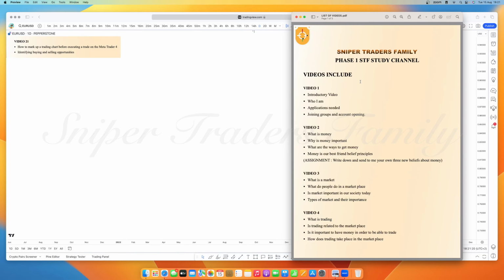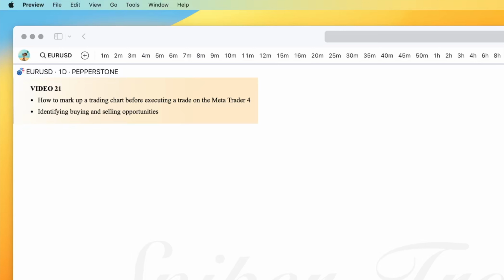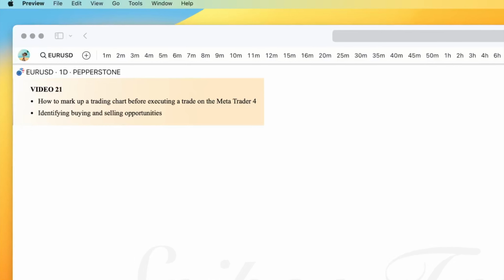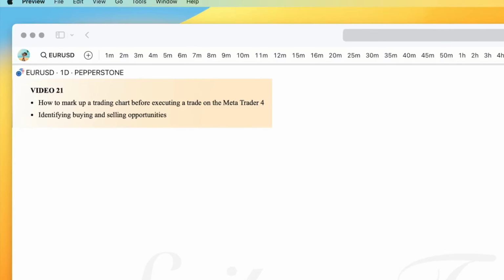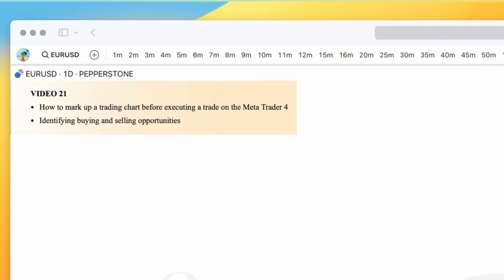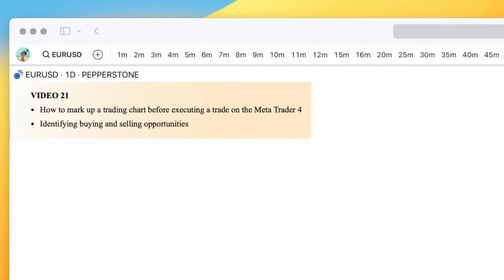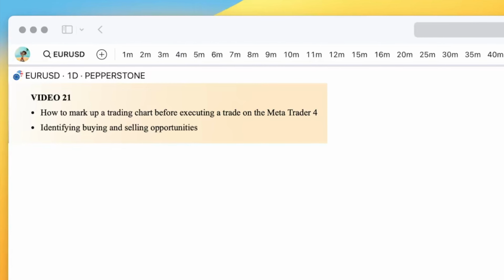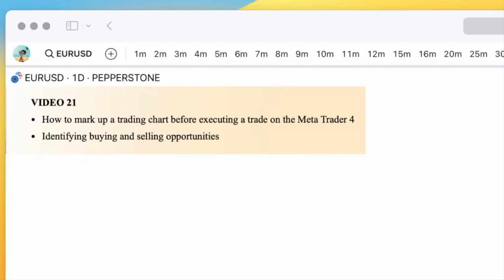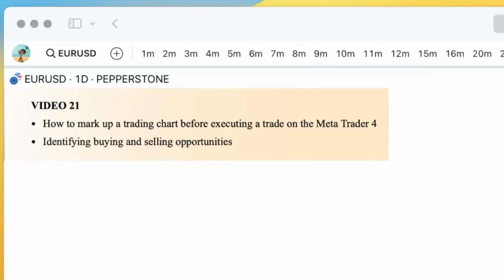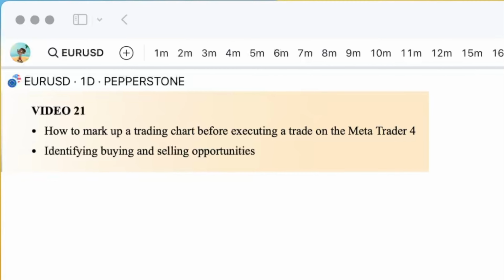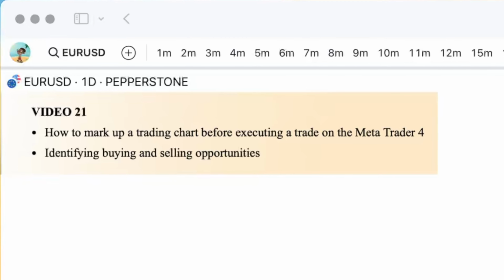And as you can see to the upper left of my screen, I'm sure you guys are used to that already. This is video 21. We will be looking at how to mark up a trading chart before executing a trade on MetaTrader 4, and then we will be looking at identifying buying and selling opportunities. That's it. Simple two things: how to mark up a trading chart before executing a trade on the MetaTrader 4 application, and then identifying buying and selling opportunities in the market.